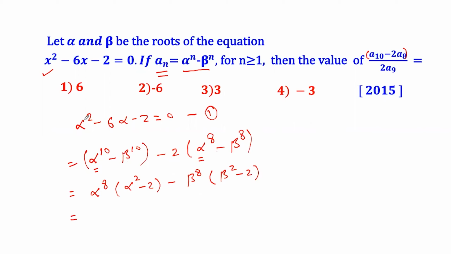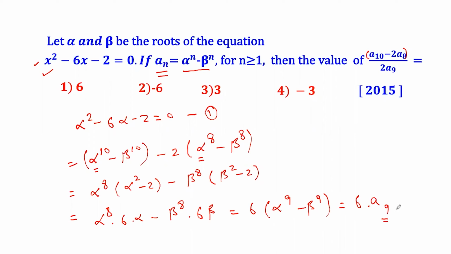Since alpha is the root of the given equation, alpha square minus 2 is equal to 6 alpha. So we can rewrite this as alpha to the power 8 into 6 alpha minus beta to the power 8 into 6 beta, right? 6 will be common out. Alpha to the power 9 minus beta to the power 9. And this, we know that this is nothing but A9 only, right?